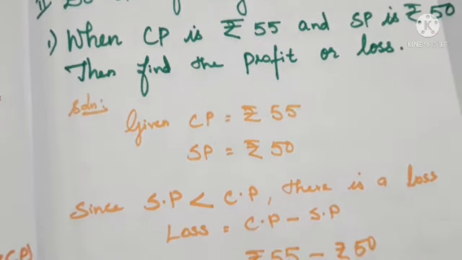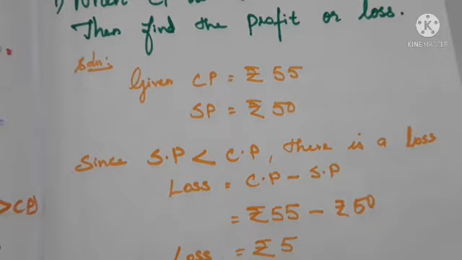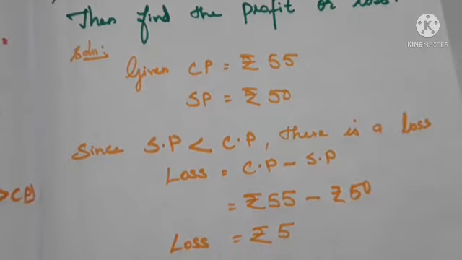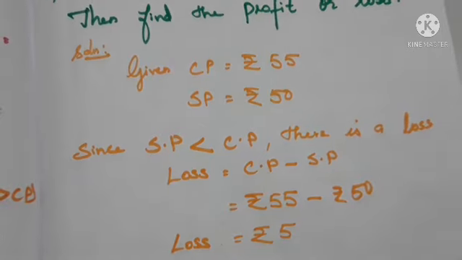So we have to write the formula for loss. Loss is equal to cost price minus selling price. The cost price is rupees 55 and the selling price is 50. If you subtract 55 minus 50, you will get 5. So rupees 5 is the loss. We can move on to the next problem.